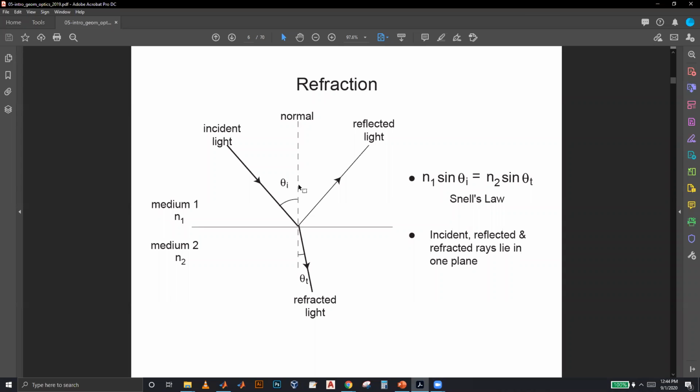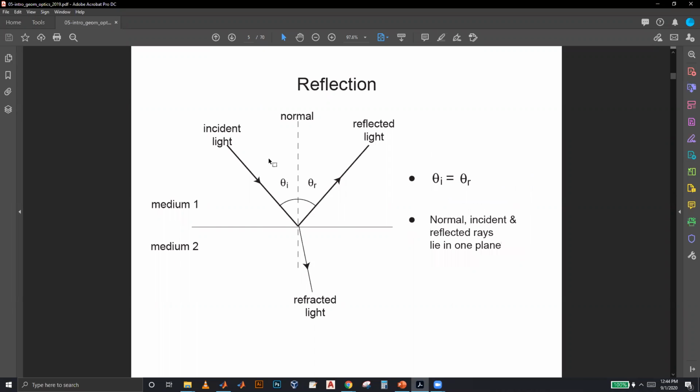Okay. So Snell's law defines the phenomenon of refraction, which states that N1, which is the refractive index of the incident medium, or the medium from which light is incident, times the sine of the incident angle theta I equals N2, which is the refractive index of medium 2, times the sine of the angle of refraction theta T, defined as the angle between the refracted light ray and the normal. So this is Snell's law, very important, and we'll use this multiple times going forward. And again, like in reflection, the incident, the reflected and refracted rays all lie in the same plane.